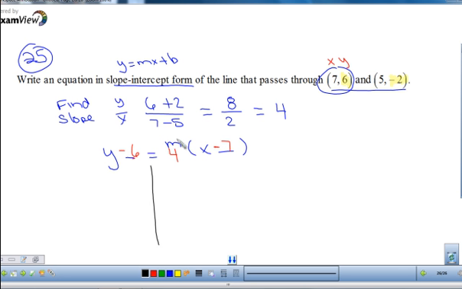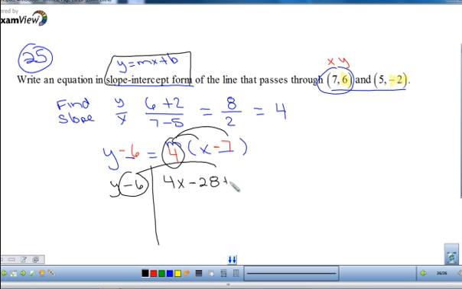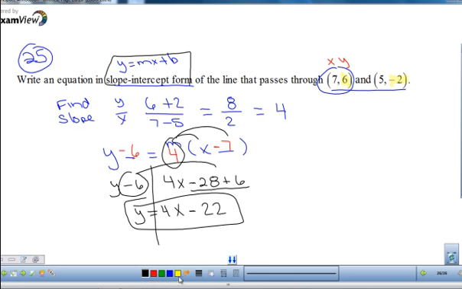So once again, since it doesn't tell you to keep it in point slope form, we need to solve for y. Actually, it does tell you to write it in slope intercept form. 4 times x is 4x. 4 times negative 7 is negative 28. Bring down the y minus 6. We're going to move the 6 to the other side. Since it's a negative 6, it becomes a positive. Bring down the 4x. Negative 28 plus 6 are different signs. Different signs we subtract. Keep the sign of the larger number. My answer is y equals 4x minus 22.